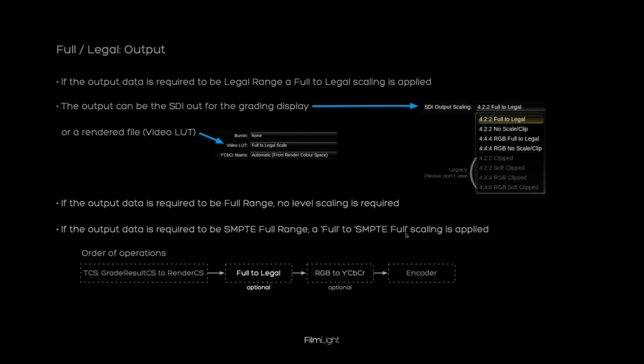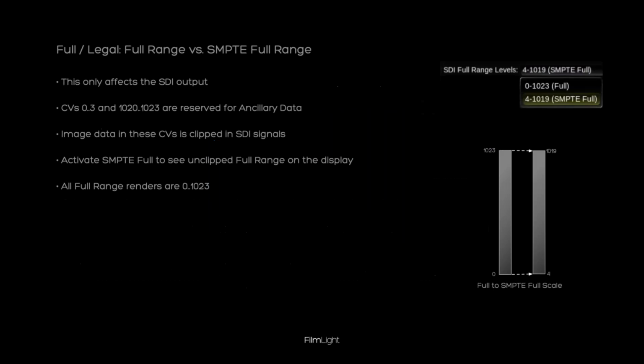And we will now have a short look at this special case, full range versus SMPTE full range. Please don't mix SMPTE full range with SMPTE range, because SMPTE range is often referred to as legal range, but SMPTE full range means the range from 4 to 1019. So this is a special case of full range that is only present in SDI signals. There the code values 0 to 3 and 1020 to 1023 are reserved for ancillary data.